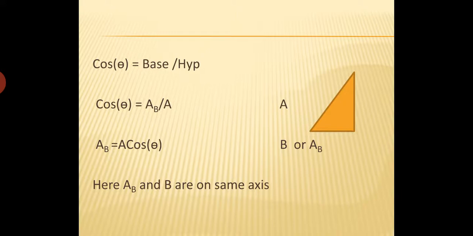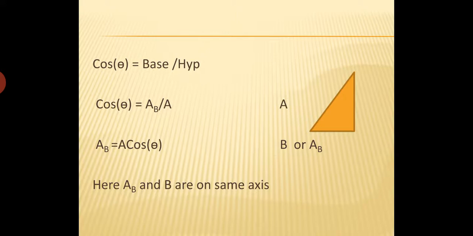Now let us discuss from where this equation, a cos theta, the projection of a on b, comes. We know that cos theta is equal to base by hypotenuse. So here in this triangle, the base is this one and hypotenuse is this one. So the base here is b, or we can name it as a. In subscript I have written b, a b. A b means the projection of a on b.